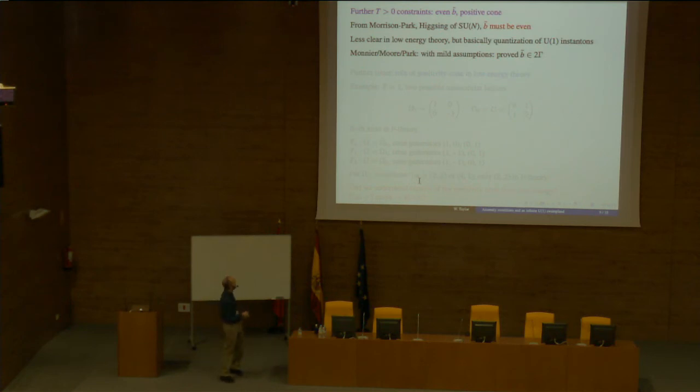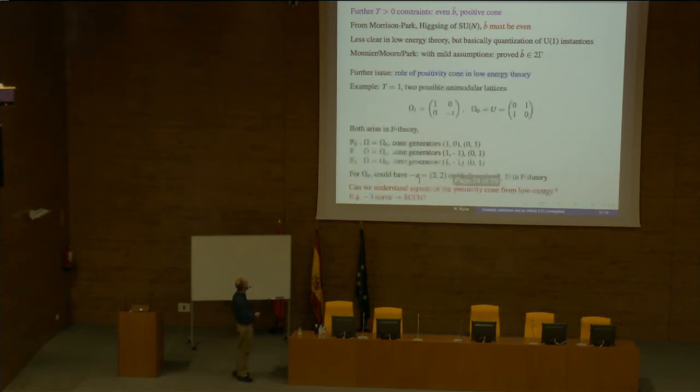And there was a recent result by Monnier, Moore, and Park, where with the mild assumption that the theory can be compactified on an arbitrary manifold and you can put it in an arbitrary bundle, then, as Iñaki mentioned, there are some analogous assumptions, but he pointed out that you could have some logic that rules out certain sectors. With the mild assumption that that sort of thing doesn't happen, they proved that B tilde is even. So it looks like that constraint that comes from F-theory is also a low energy constraint.